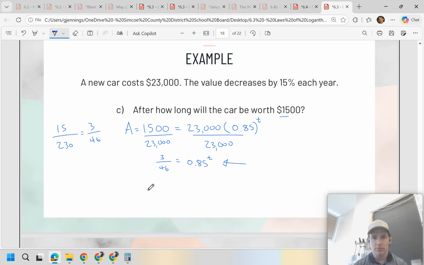Then I take the log of both sides. So I have log of 3 on 46 is equal to log of 0.85 to the t. Apply the power law. Bring that down. Divide by log 0.85 on both sides.